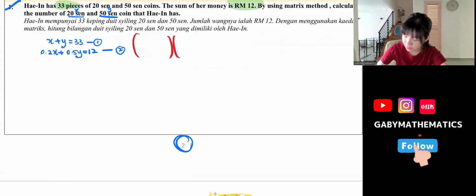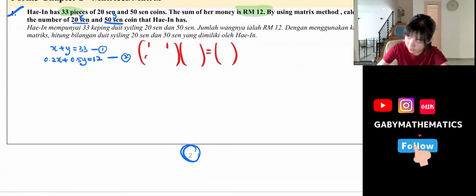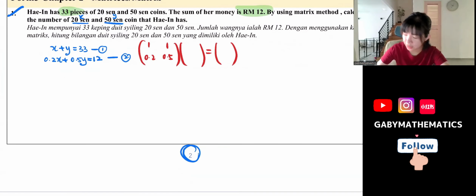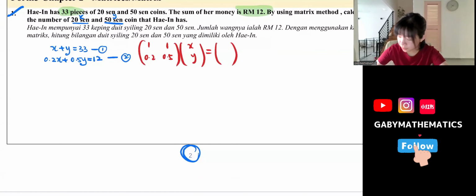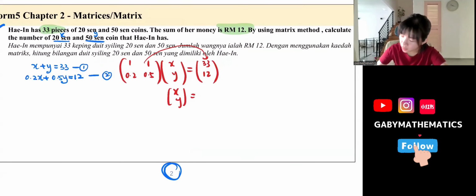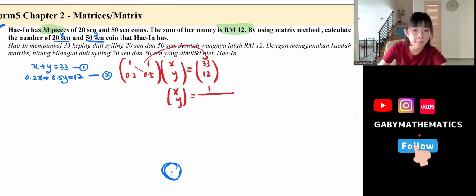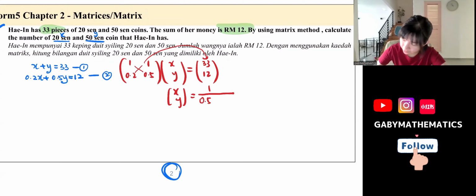Open a bracket, equal, okay, another bracket. So we put 4 numbers: 1, 1, 0.2, 0.5. Then X, Y. The other one we put the answers, 33, 12. To find X, Y, this matrix becomes the inverse. So remember the formula of the inverse: 1 over AD minus BC. So 0.5 minus 1 times 0.2.